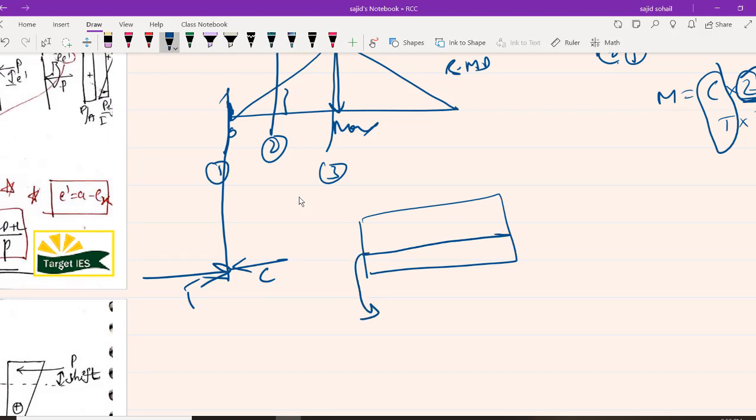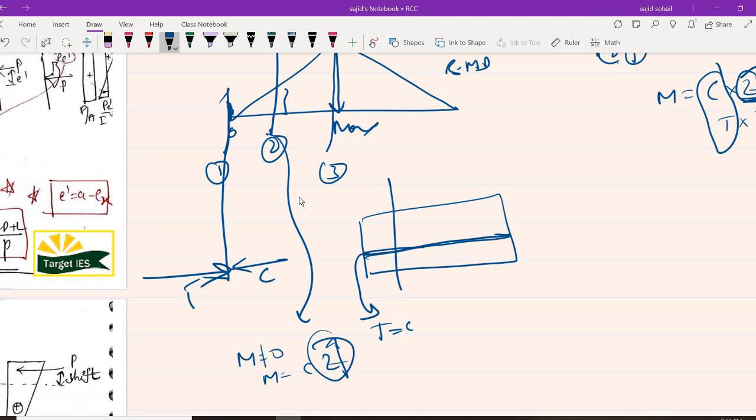So here at this point what is happening? My tension and compression are in the same line. But if you are taking some other point, what is happening at this point 2? Let us try to understand. The moment is not 0. We have certain moment. So moment is C into Z. So what happened here? Z value got increased.